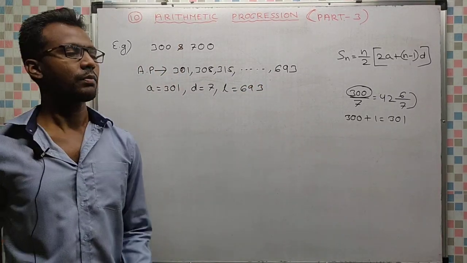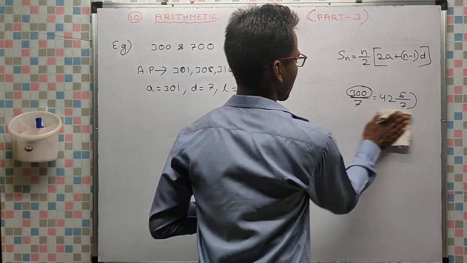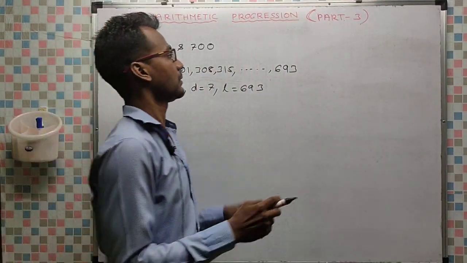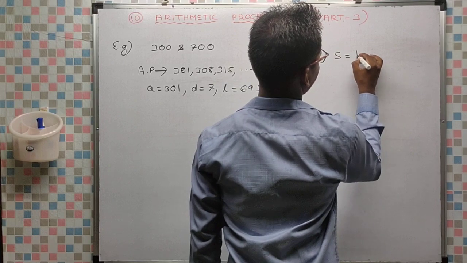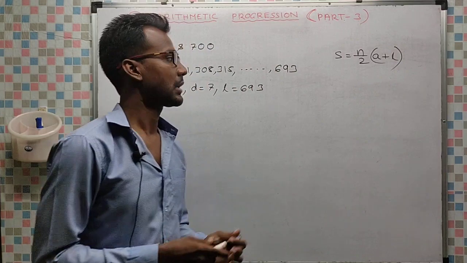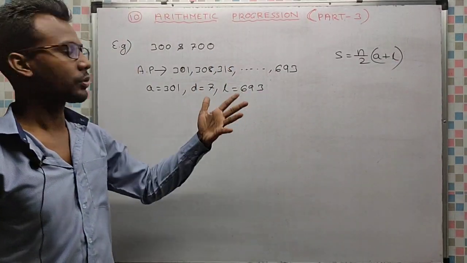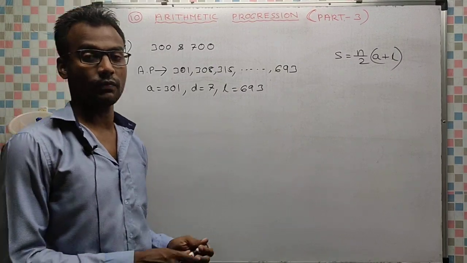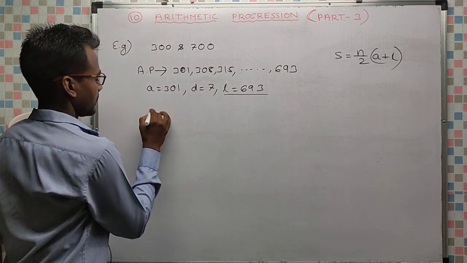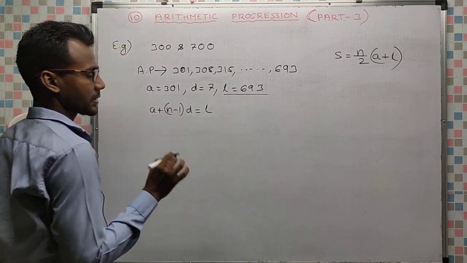We have to find the sum of all the terms. This is a finite AP, so let us go for the formula for a finite AP. S is equal to n by 2 into A plus L. This is the formula. We have A, we have L, but we don't have n, so first you have to find n. From L we will get n. A plus n minus 1 into D is equal to L. This is the formula for L.